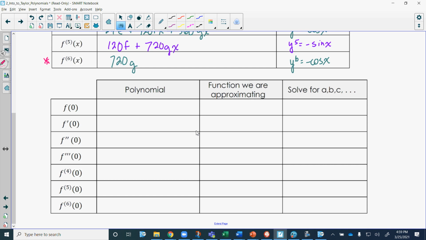So here we're going to say f of 0. F of 0 in this case, just like on the previous table, is just going to be a, and y of 0 in this case is going to be 1. Now remember, this and this are equal to each other, because what we're saying is that f of x, whatever we're having, is going to be equal to y. That's how we're creating these approximations. So in this case, a is equal to 1.